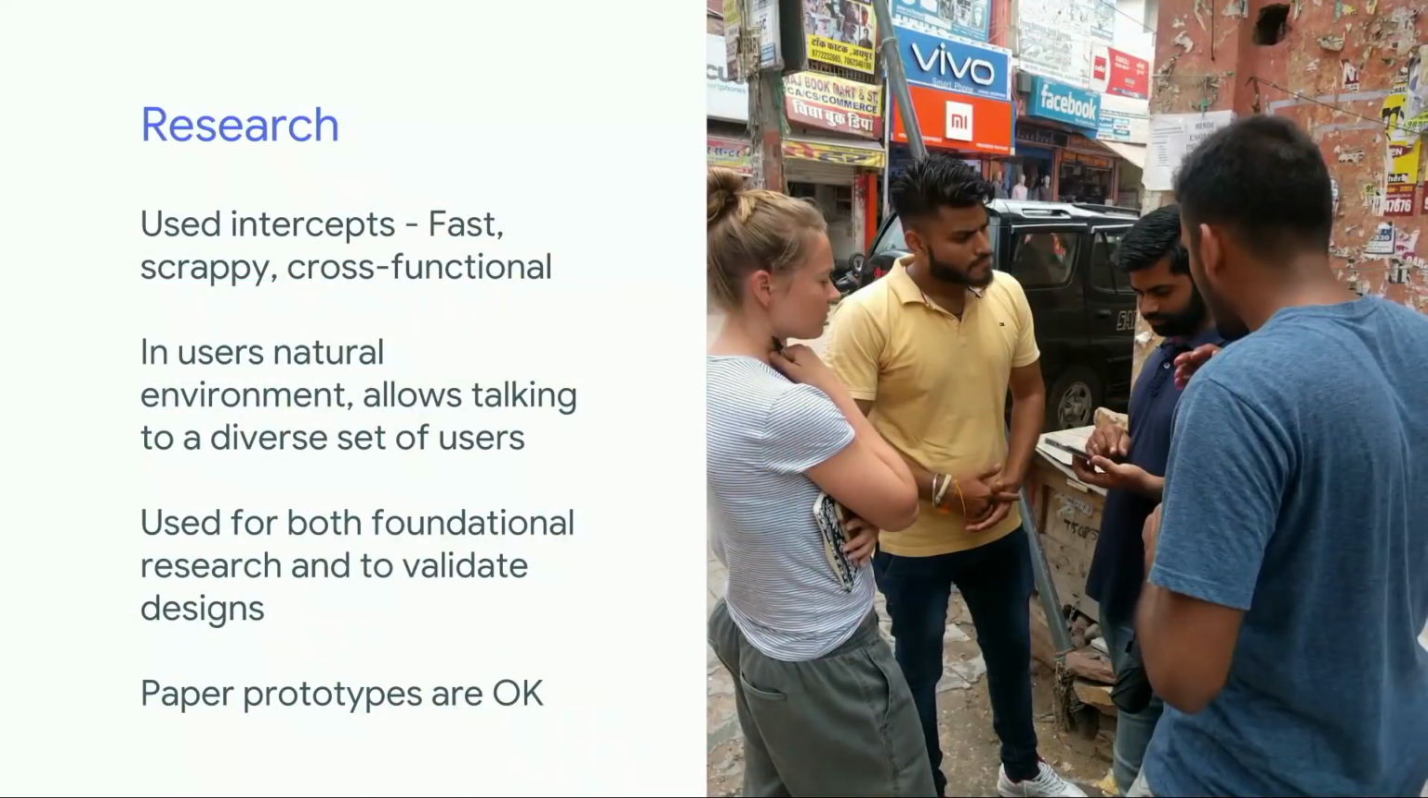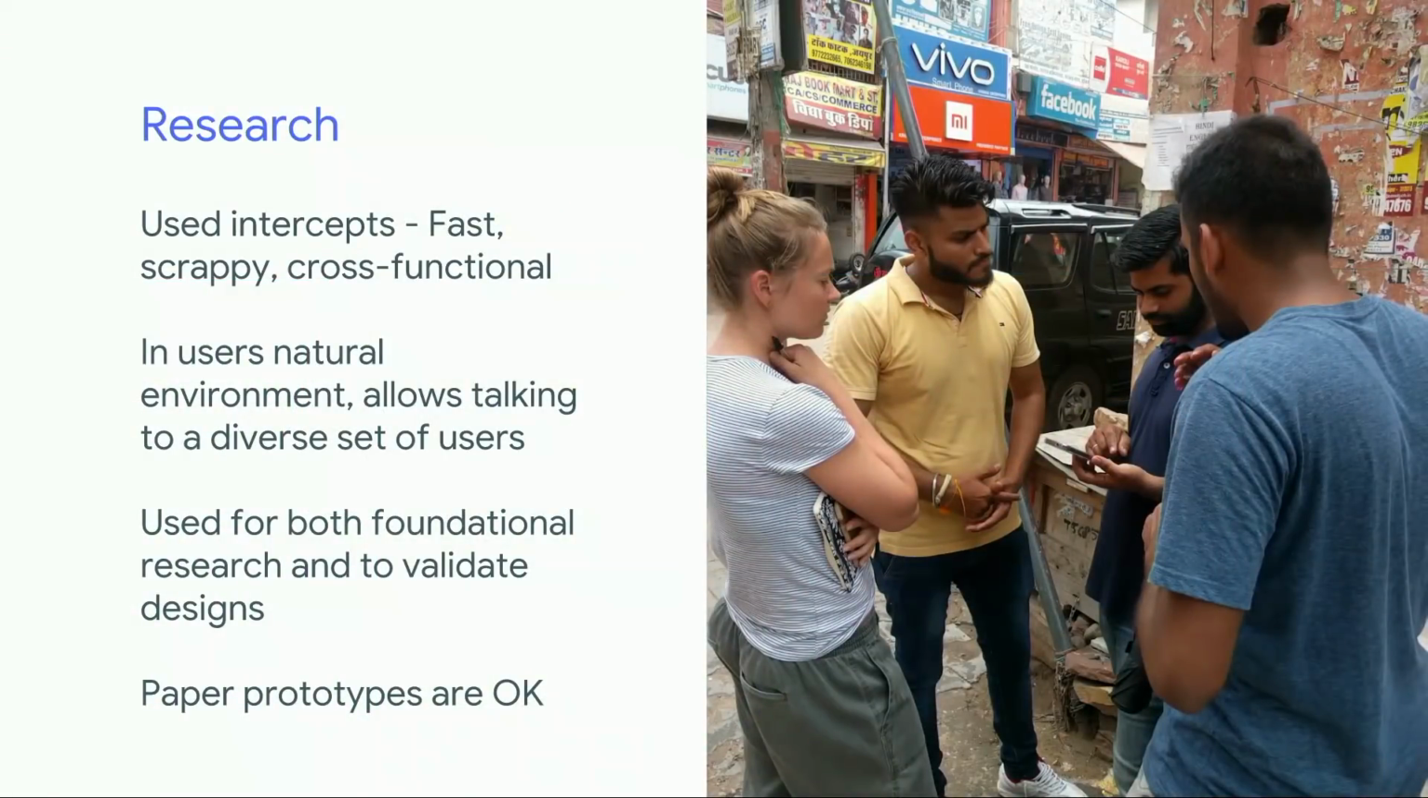So how did we do this research? For both the pre- and post-sprint research, we use a technique known as intercepts. By intercepts, I mean going out into the field, finding a user, asking them if they can spend a few minutes with you, and then doing an interview. You can ask them about their habits and their lives and get a lot of foundational information about them. Or you can show them a prototype.